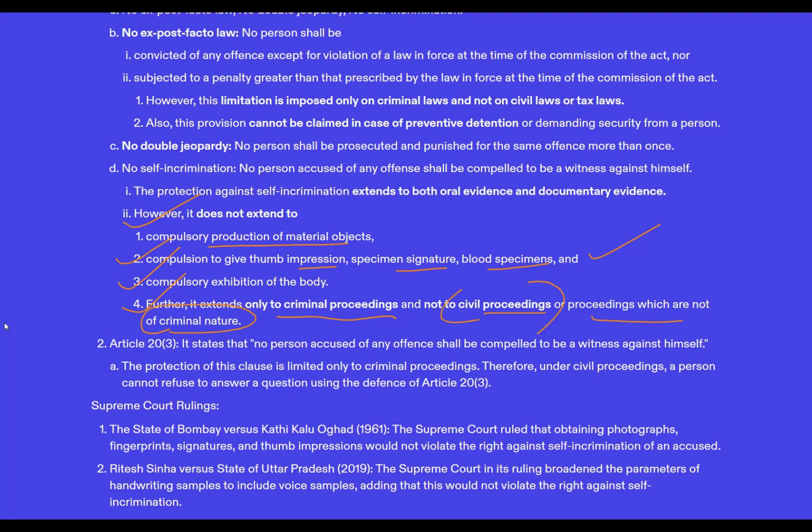Now, Article 20 clause 3 is also there. Article 20 clause 3 states that no person accused of any offense shall be compelled to be witness against himself, as I told you. And again, this protection is limited only to criminal cases. So these things should be known to all of you.